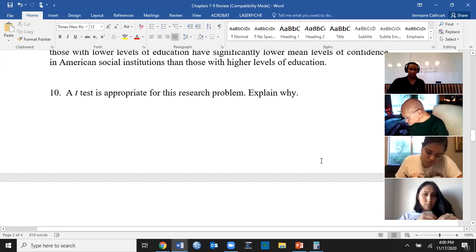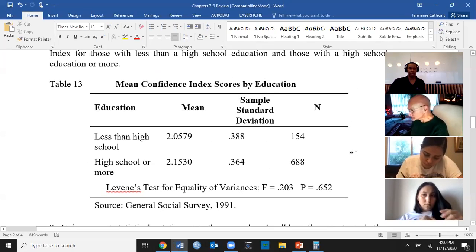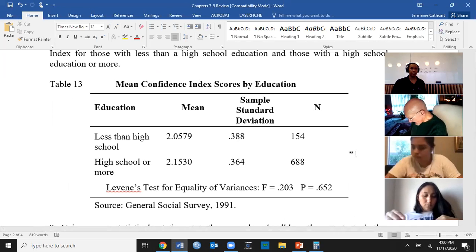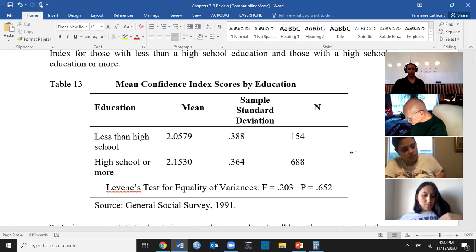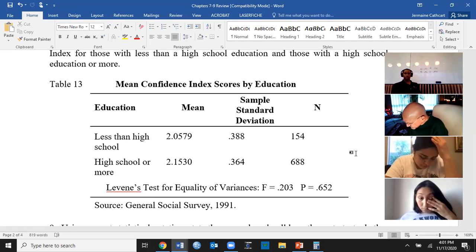Now, a t-test is appropriate for this research problem. Explain why. Can anybody tell me why the t-test is appropriate for this research problem, based on just what we know so far? Because we're testing two different samples or something like that. Well, that is one reason why you would use a t-test, yes.